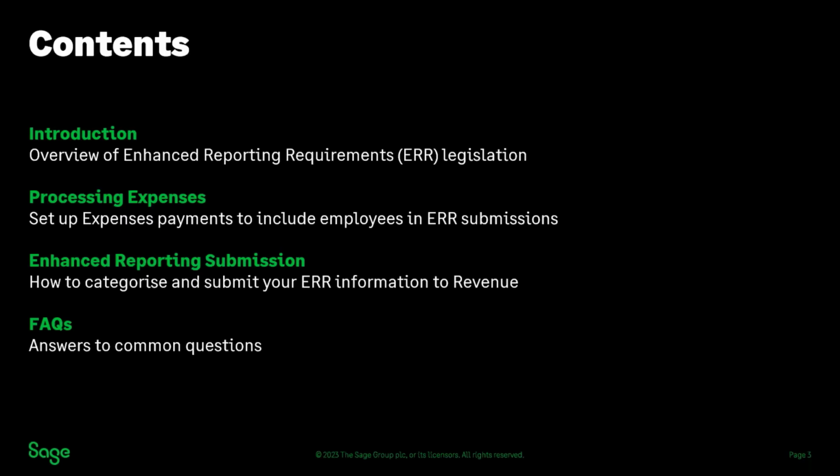Let's take a look at what we're going to cover in the webinar. So we're going to start with a brief introduction, providing an overview of enhanced reporting requirements legislation. So we'll outline the categories of expenses and benefits that you need to report and the various methods of doing that. We're then going to focus on processing ERR in Sage Payroll. So we're going to talk about setting up expenses payments, which will include employees in an ERR submission. And then we're going to take you through the submission process, which will involve categorizing the expenses and then submitting the information directly to revenue.